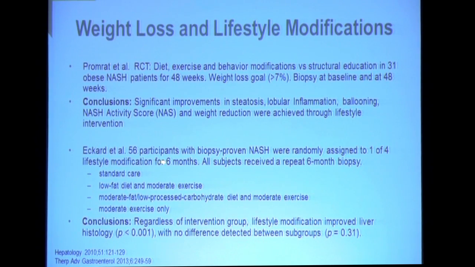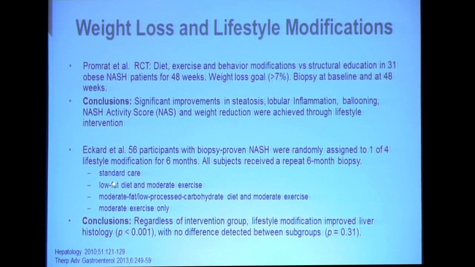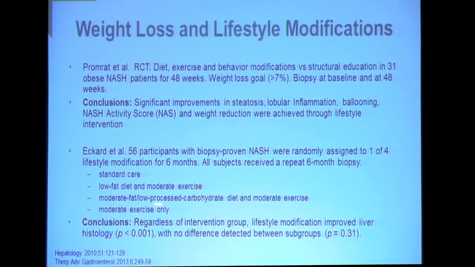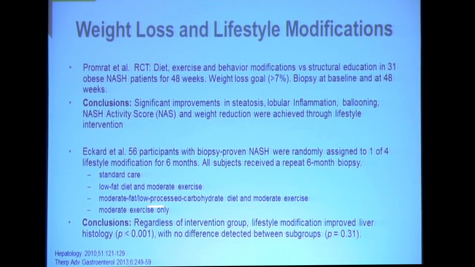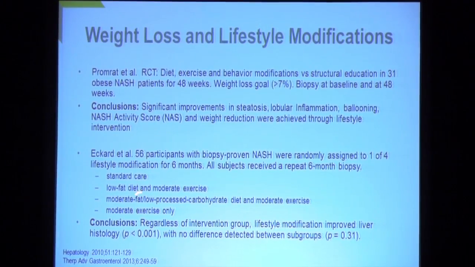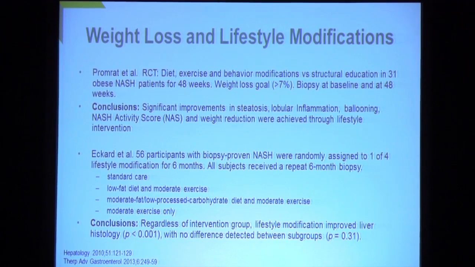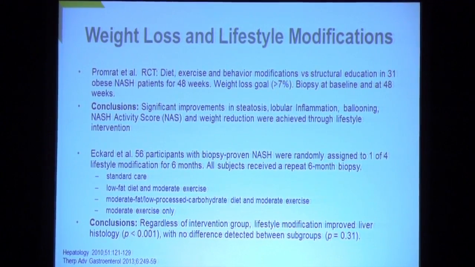And this other one is 56 patients. They were 4 different regimens. One was standard care, and these were 3 regimens with exercise: moderate exercise with low-fat diet, exercise with low-fat and low processed carbohydrate diet, and exercise only, and all these were beneficial. Regardless of any of these interventions, lifestyle modification improved liver histology. No difference between these groups. So we know that diet, lifestyle modification really works.